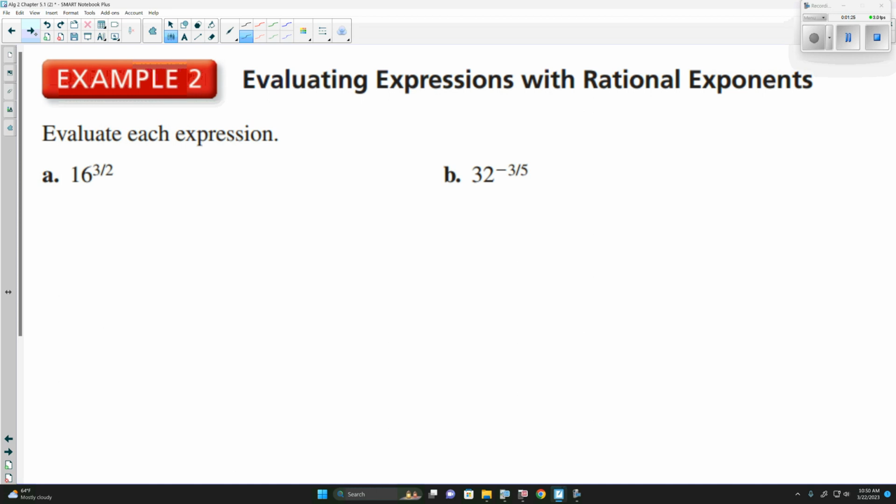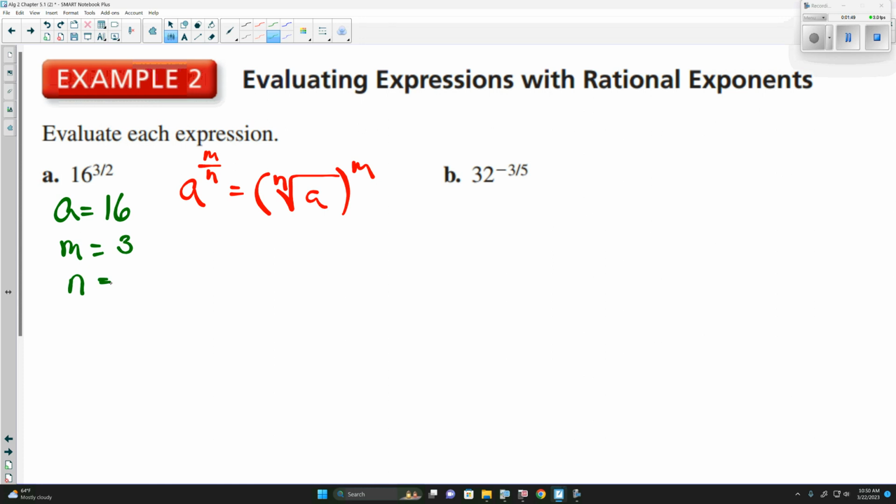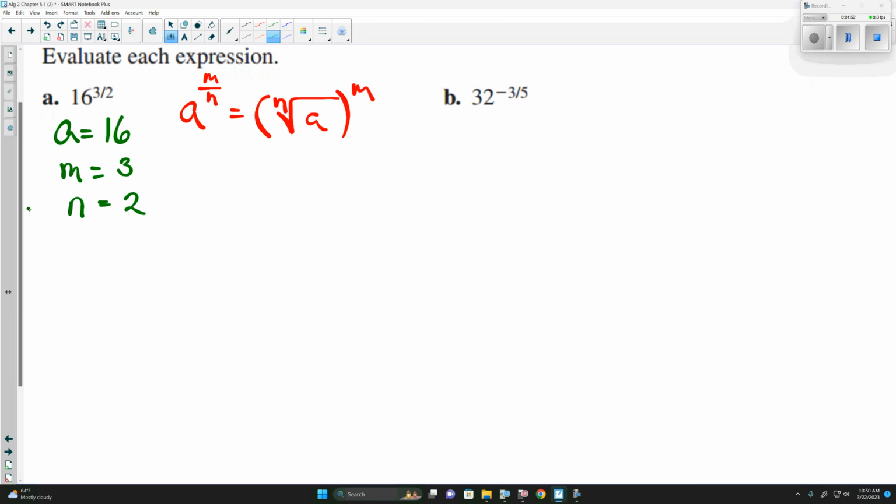So if we look at these first two here, 16 to the 3/2, guys, we can use the fact that a to the m over n is the same as the nth root of a to the mth power. And for this problem, a is 16, m is 3, and n is 2. So we can rewrite this as 16 in place of a, n is 2, and the exponent outside the parentheses would be 3.